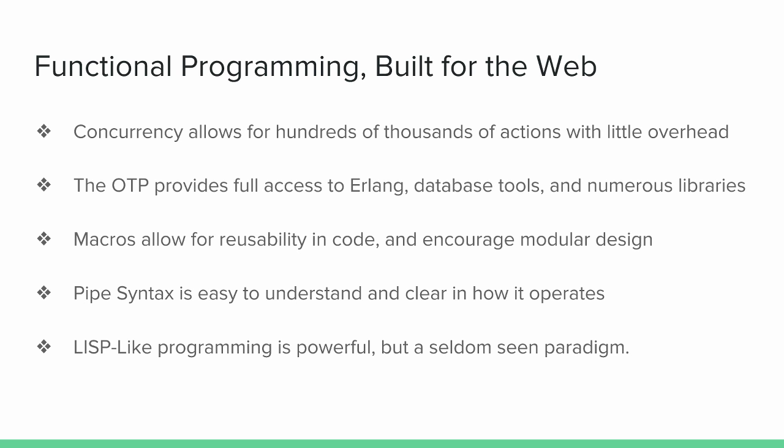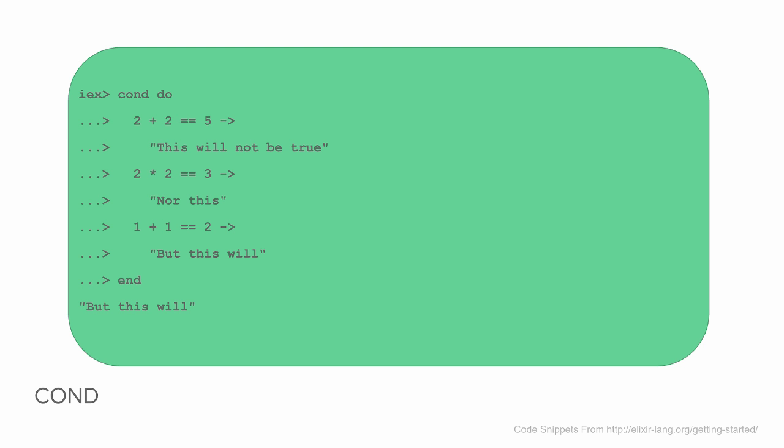Elixir is a functional programming language that makes excellent use of concurrency, the Open Telecom Platform, pattern matching, powerful macros, and its productivity-boosting pipe syntax. Altogether, Elixir allows for Lisp-like programming while providing access to one of the fastest web frameworks.